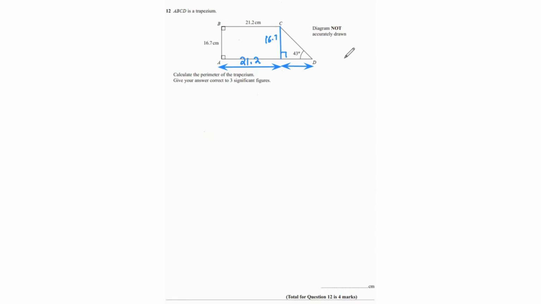So, SOHCAHTOA. SOHCAHTOA is always used when you have a right angle triangle and if an angle is involved. So we have the angle, we have the opposite, we have to find the adjacent. So it's going to be tan of 43 equals 16.7 divided by x. I'm going to call this x.